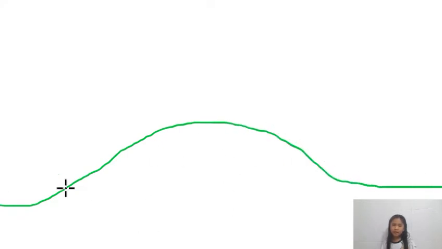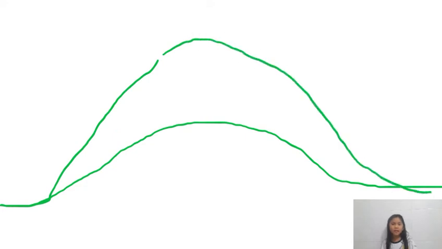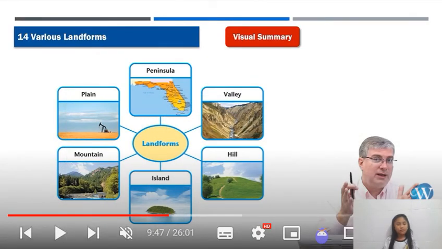This is a hill. Usually you see it small like this, but sometimes it can be very big, like this. But it's not as big as a mountain. And usually mountains are made out of rocks. Hills are just made out of dirt and sand. Okay, well, that's a hill. Next is islands.